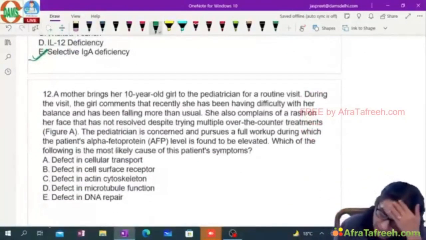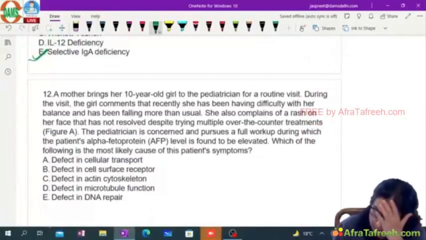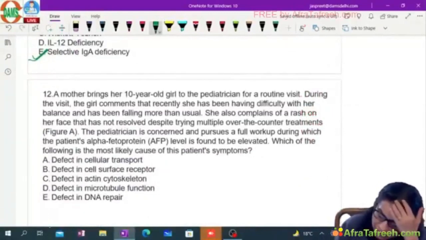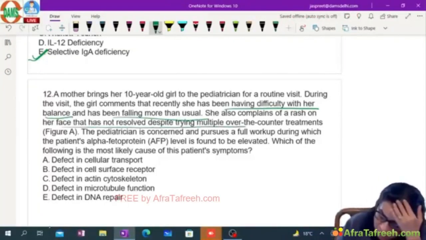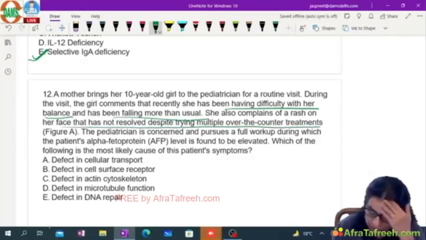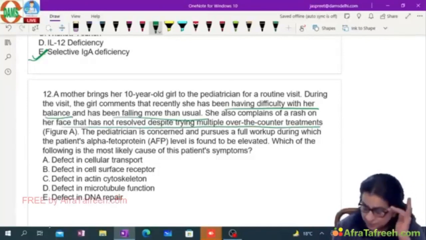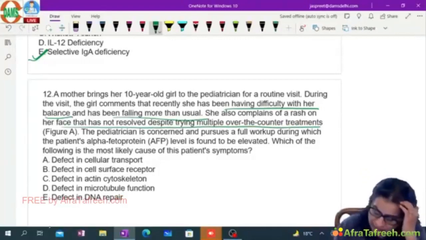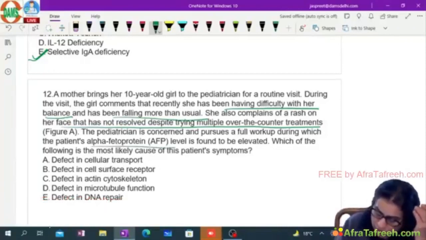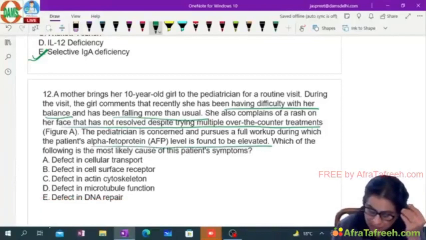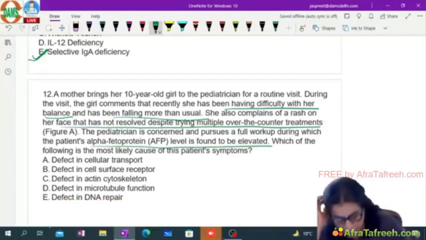Okay, next, a mother brings a 10-year-old girl to the pediatrician for a routine visit. During the visit, the girl comments that she recently has been having difficulty with her balance. So it's a 10-year-old girl and is falling more than usual. She also complains of a rash on her face that has not resolved despite multiple over-the-counter treatments. So she has a rash on the face. Second, she has difficulty in balance. The pediatrician is concerned and pursues a full workup which shows a high alpha-fetoprotein level. AFP levels are elevated. Which of the following is responsible for the patient's symptoms? So what do you think?